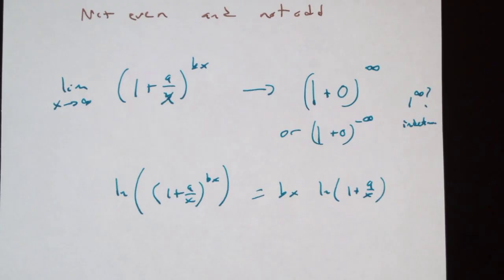My goal is to get further down doing some more algebra to get either 0 over 0 or infinity over infinity. There's a little bit more algebra that needs to happen between here and there.